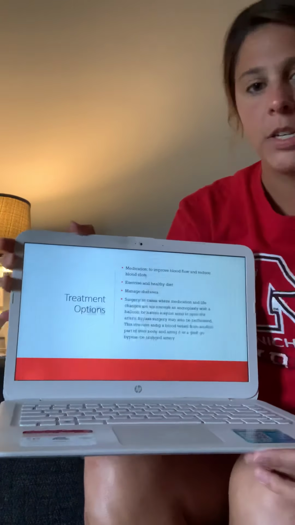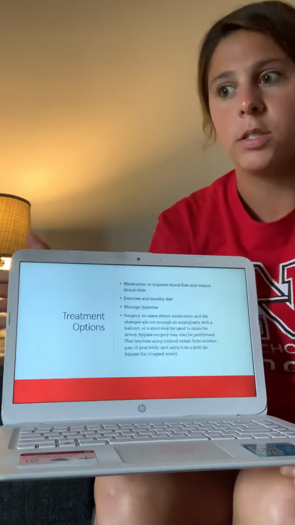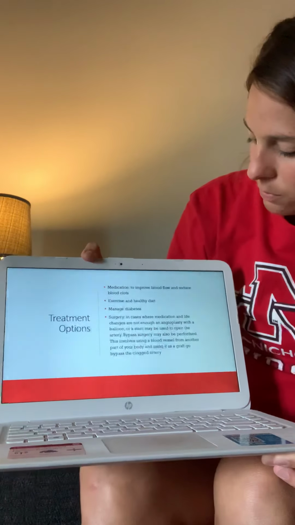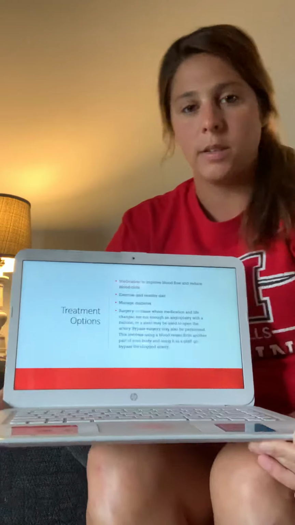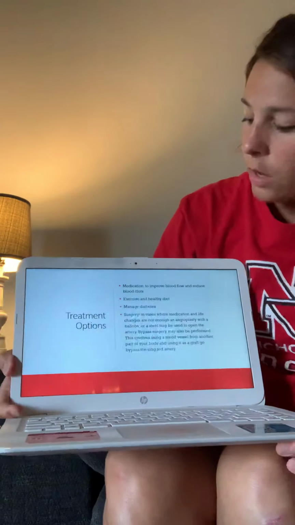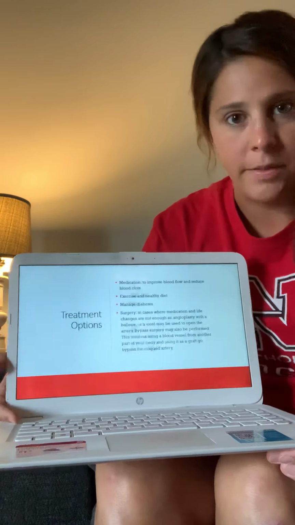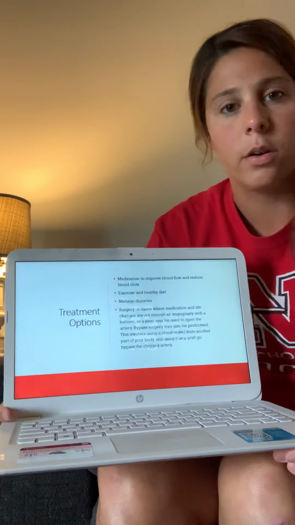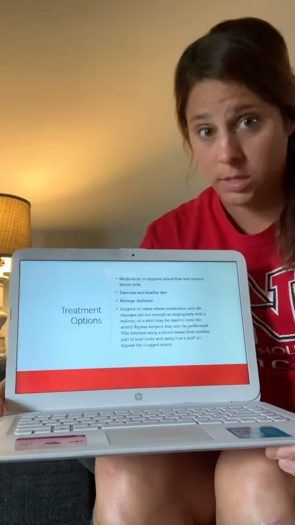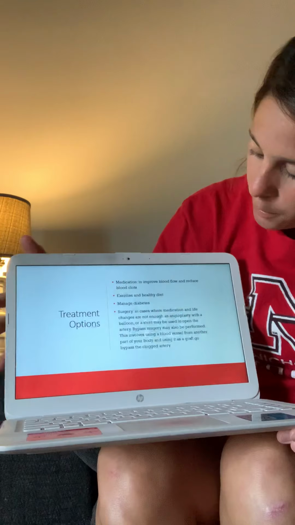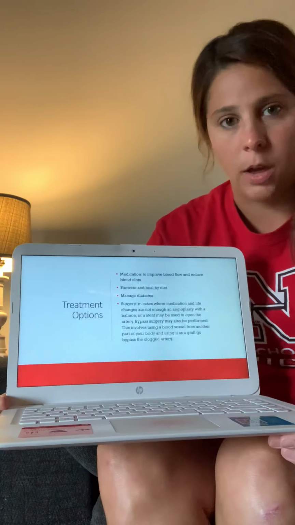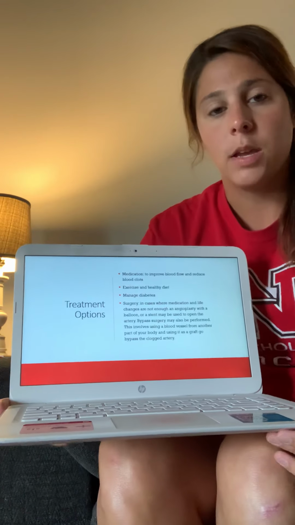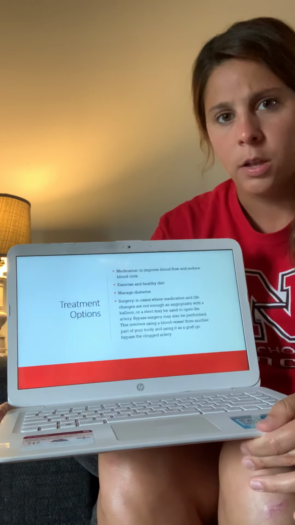Some treatment options would be medications that you can take to help blood flow, so anticoagulants a lot of times, or statins. A lot of doctors will just tell you a healthy lifestyle. Exercise is very important, a healthy diet, quitting smoking, and managing your diabetes. Those are all treatment options. And if that doesn't work, then surgery is also an option.